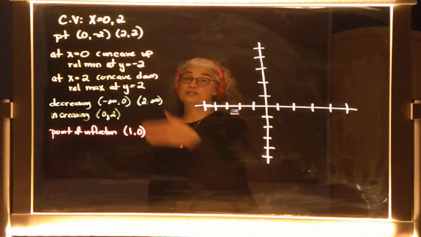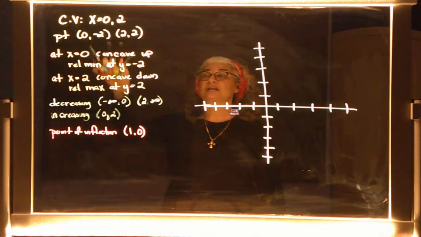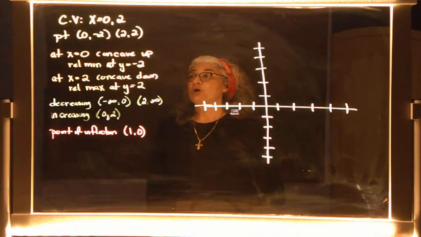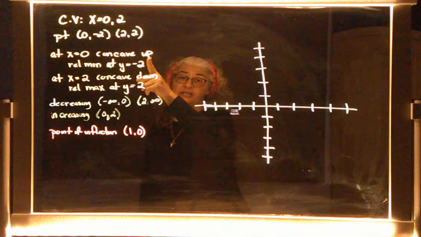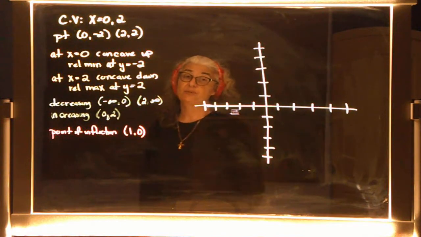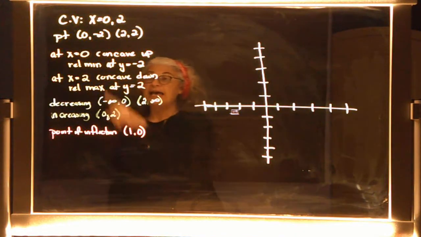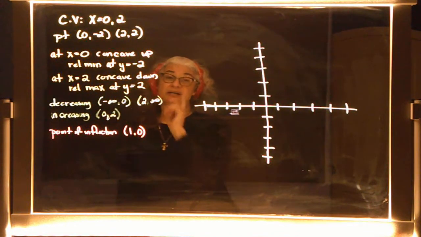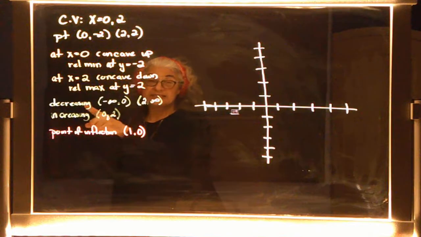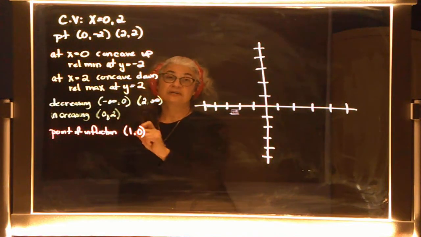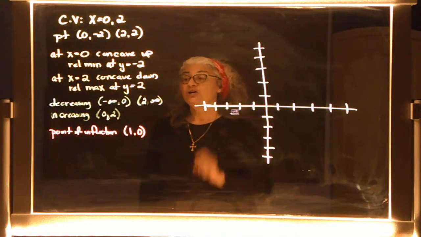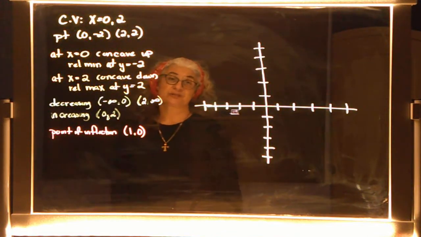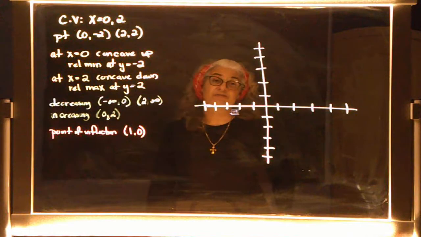So here's the information we had found. We found the critical values at x equaling 0 and 2. We found the points that went with them. We determined at x equals 0, it concaved up, which means we had a relative min at y equaled negative 2. At x equaled 2, we found that it concaved down, and so we have a relative max at y equals 2. We found it decreased from negative infinity to 0 and from 2 to infinity. We found it increased at 0 and 2. And we found a point of inflection at 1, 0. Okay, so we found a lot of information.